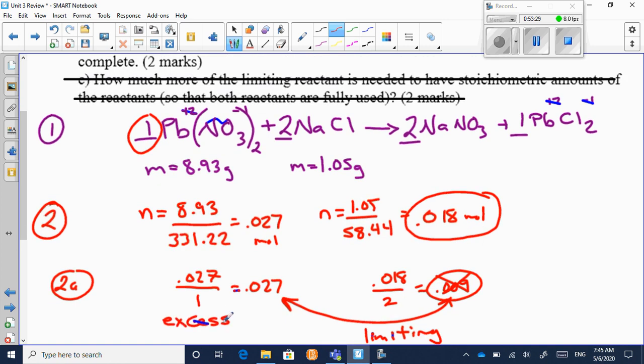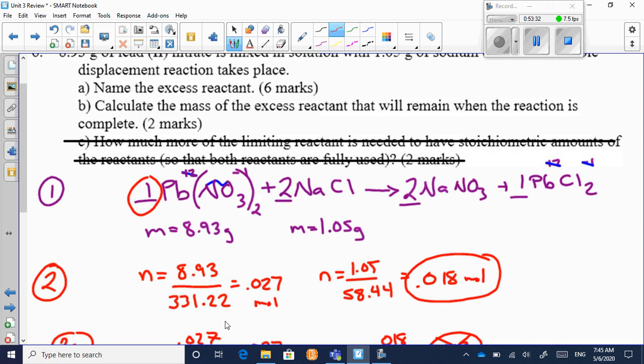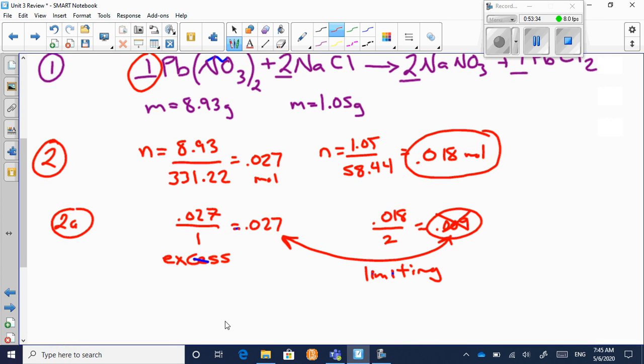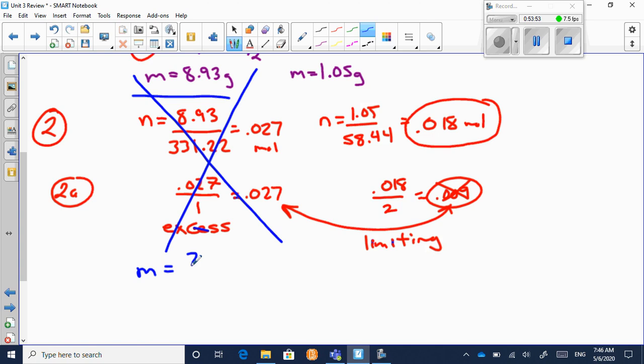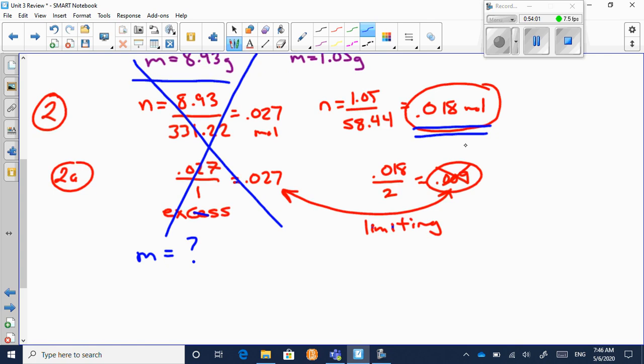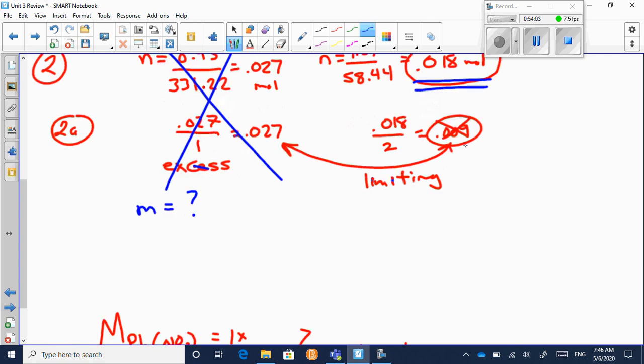Okay, so then it says calculate the mass of excess reactant that will remain. Okay, that's kind of cool. So in other words, some of this 8.93 is going to be left over. But how much? Well, let's ignore this. Let's pretend that didn't exist. And let's calculate how much mass will be used if we use up this 0.018 moles of the sodium chloride.